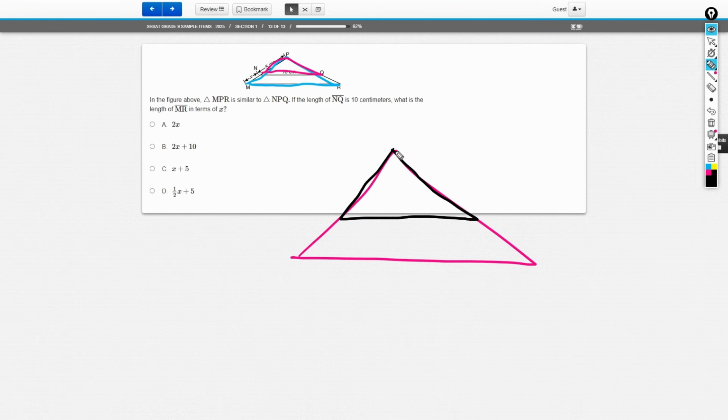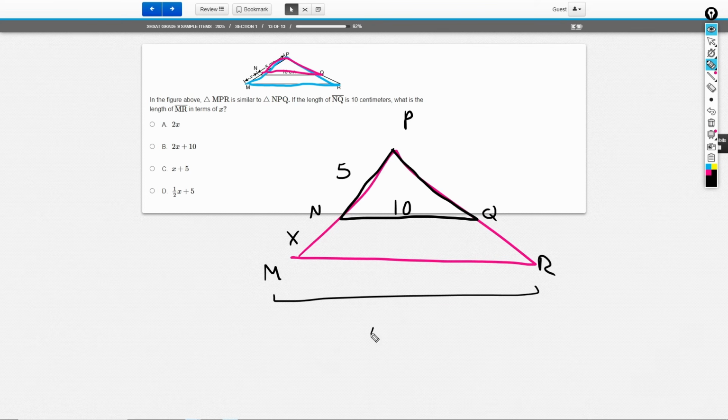They're similar because there's some sort of relationship between them that can turn this black triangle into this pink triangle, and this pink into this black triangle. Okay, then we also know the following. We know that the distance between N and P is 5 centimeters. And the distance between M and N is x, and N and Q is 10, and we want to find the length of MR. So we're looking at the length of MR in terms of x, okay?